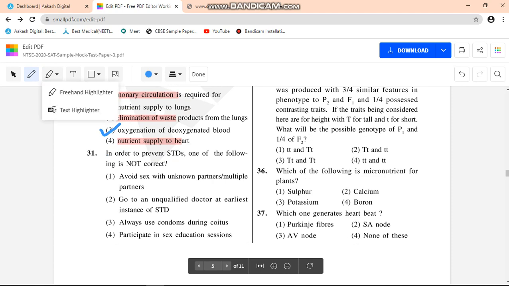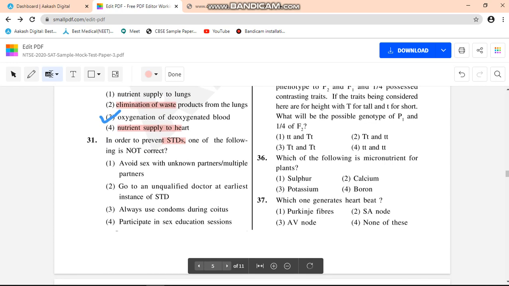So friends, our next question, question number 31 is, in order to prevent STDs. Friends, what does STD stand for? It stands for sexually transmitted disease. Which of the following is not correct? Means we have to choose the incorrect statement.